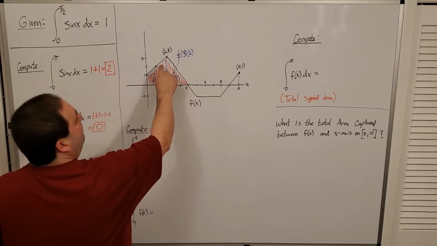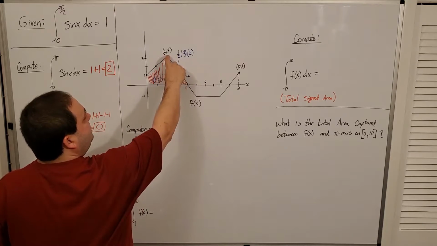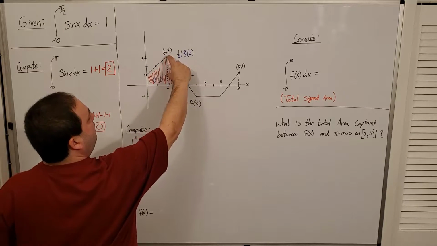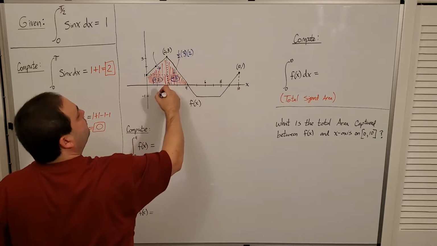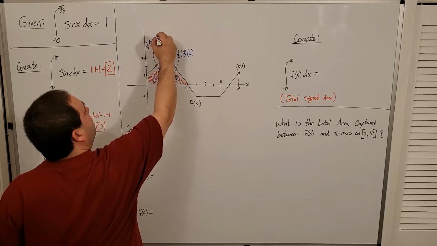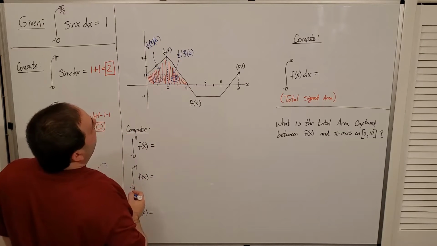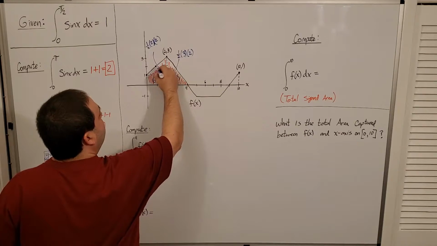And then up top right here, I've got a width of 2. And what's this height? It goes from 1 to 3 right here. It's a height of 2 also, right? So the area of this region right here is a triangle, 1/2 base times height. 1/2 of 2 times 2, right? So I'm getting another +2.